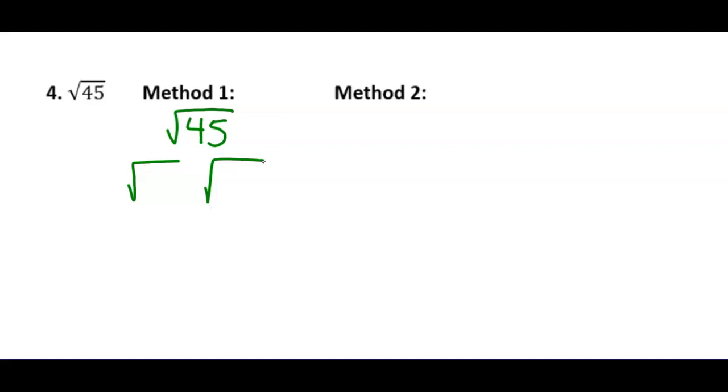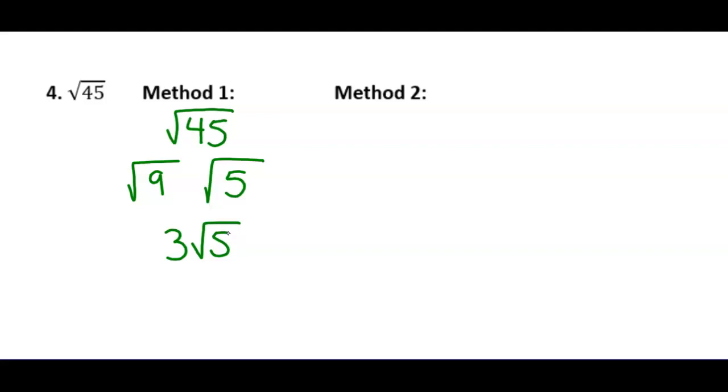I'm hoping you said 9 and 5. 9 times 5 is 45, right? And 9 is the largest perfect square that we can pull out of here. What's the square root of 9? From our chart, we know it's 3. And then this square root of 5 has to stay because this guy's got to stay inside the house. So this is my answer, 3 times the square root of 5.